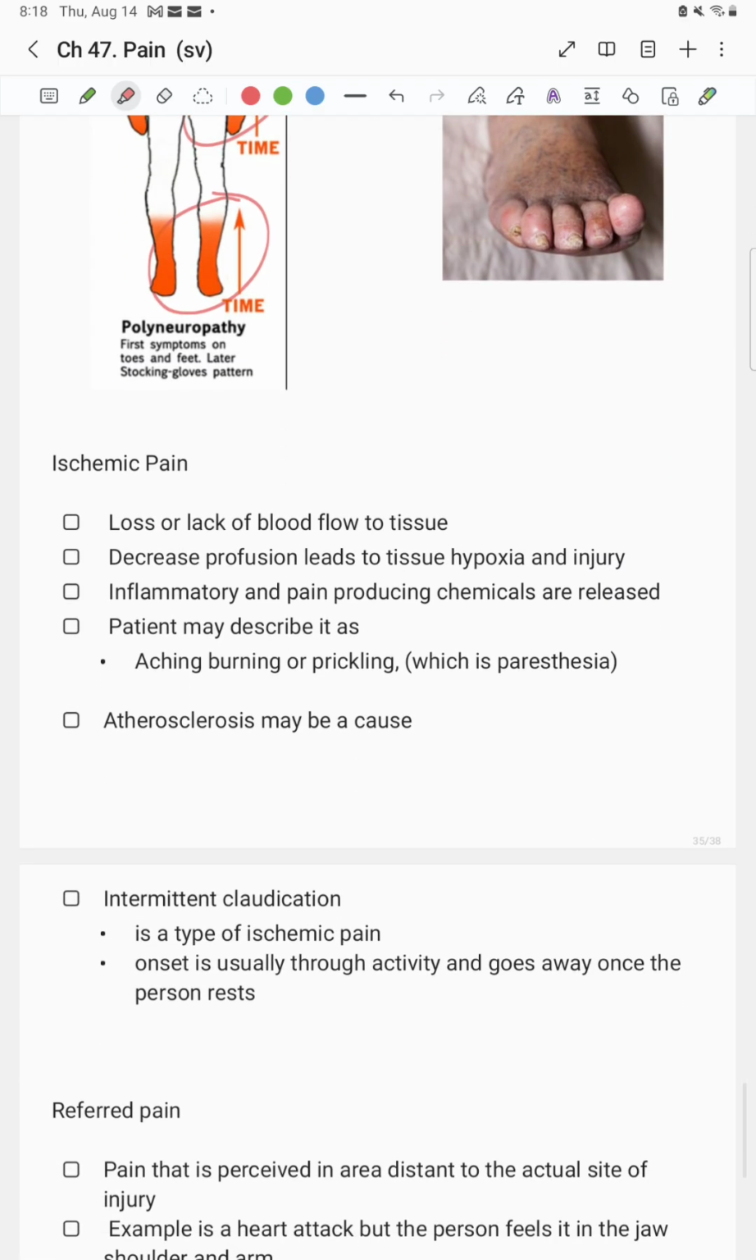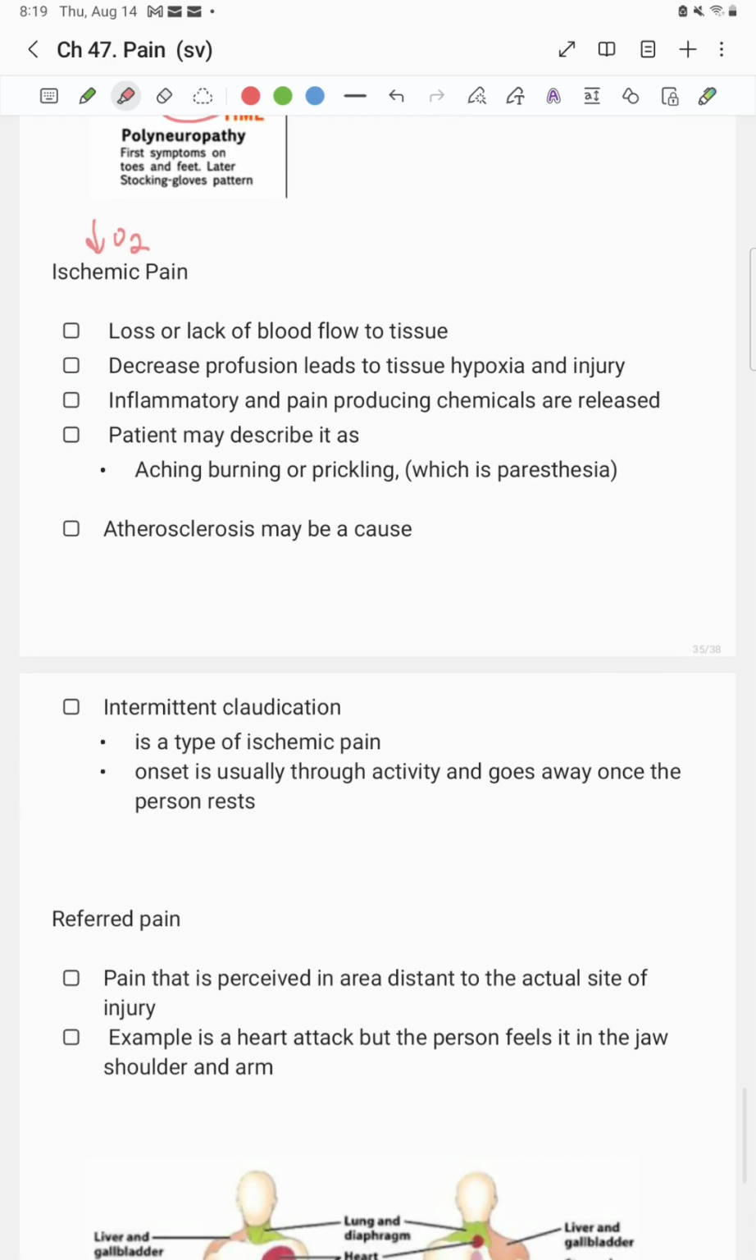Ischemic pain is loss or lack of blood flow to tissue. So ischemia is lack of oxygen to a specific area in the body. This decreased perfusion leads to tissue hypoxia and injury. Inflammation and pain-producing chemicals are released, and the patient may describe it as aching, burning, or prickling, which is your paresthesias. Atherosclerosis may be a cause. That's where the blood vessels get all clogged up, decreasing blood flow to a particular area.